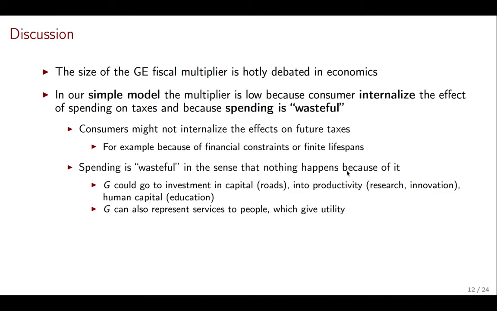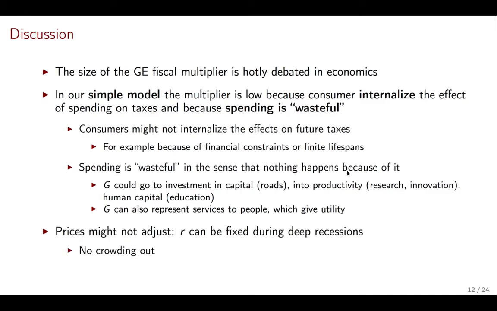What is the model really teaching us? It's telling us that in the absence of these reasons, the government spending multiplier is going to be very low. And so we need to argue why we think that either people aren't internalizing the effect of taxes, or that spending isn't wasteful, and it's actually going to have a larger effect in the economy.